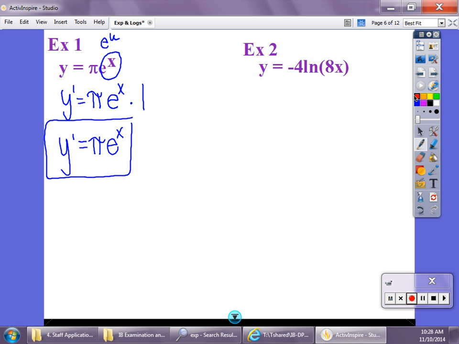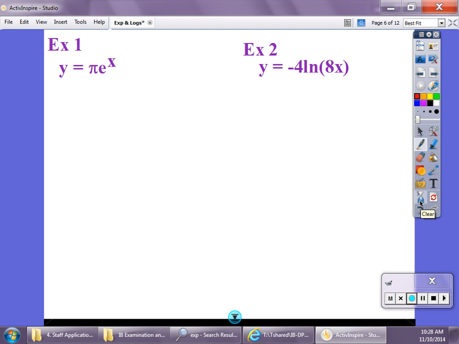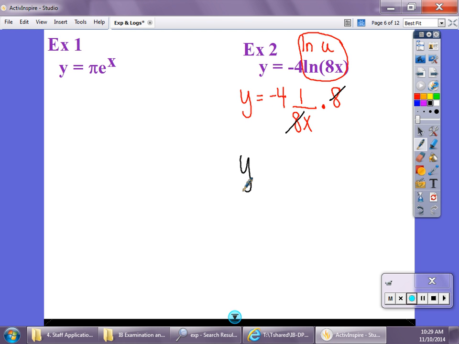Here's another mistake people make. Ooh, product rule. Should I use product rule there? No, because I don't have an x, and you can't split up a natural log of something, right? So again, I would bring down the negative 4, and this is the natural log of u. What is the derivative of natural log of u? 1 over, leave the inside alone, times the derivative of the inside, which is 8. Now we clean it up. 8's cancel out. Oops, y prime equals negative 4 over x.